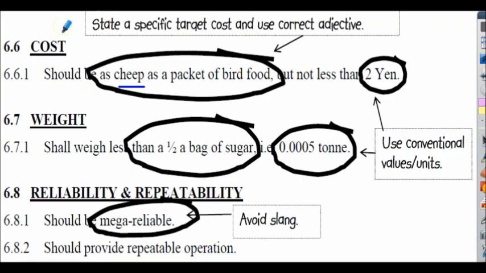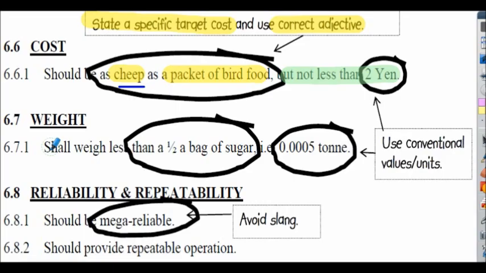And again, some errors here under the heading of cost. The clause says it should be as cheap as a packet of bird food. Totally unhelpful statement, but not less than 2 yen. So several errors here. Firstly, we should state a specific target cost, be very definitive about our cost, and use the correct adjective, of course, in this particular case for cheap. And also we should ensure we use conventional units.